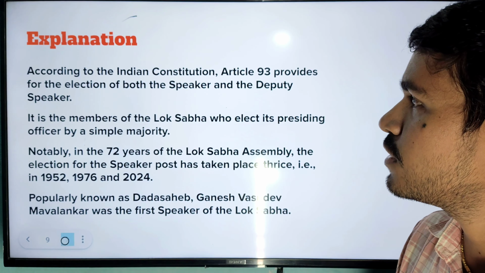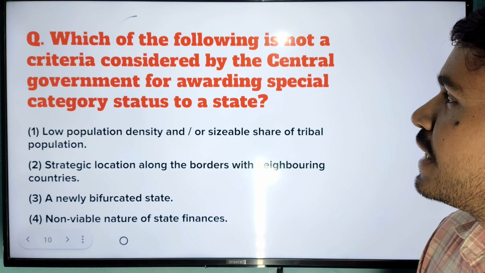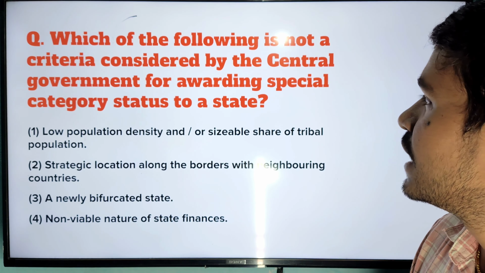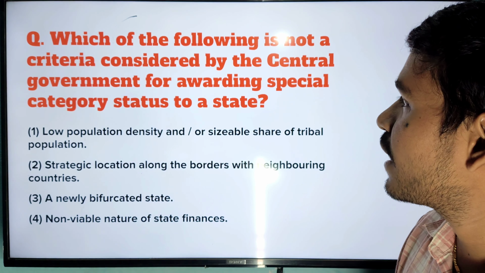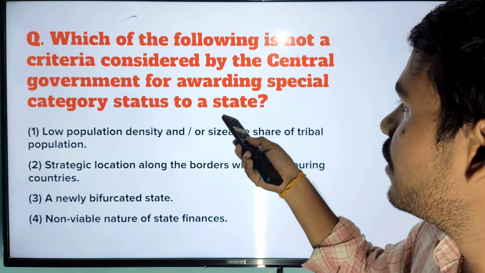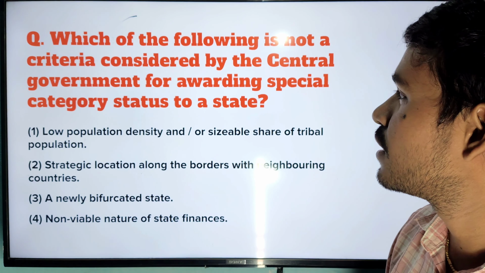Now consider the next question. Which of the following is not a criteria considered by the central government for awarding special category status to a state? So, which of the following is not the condition for special category status to a state?